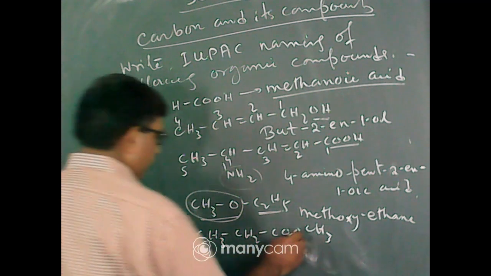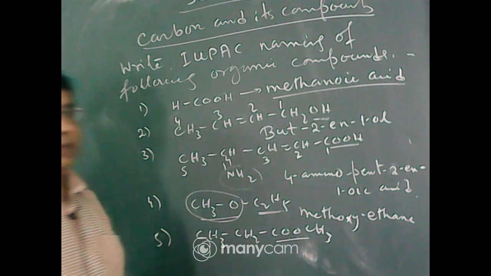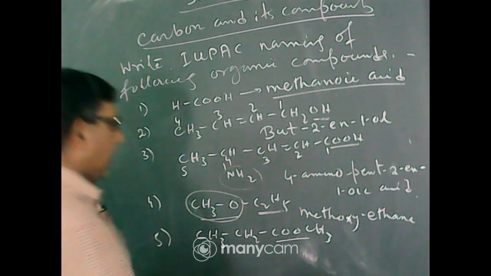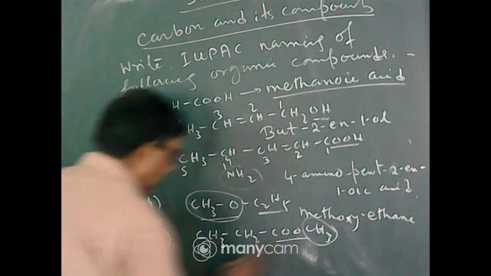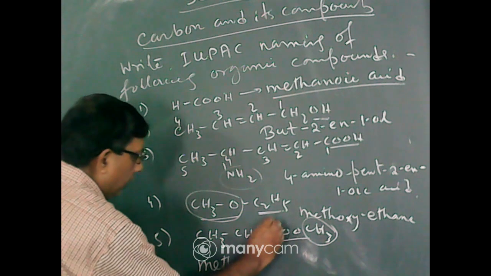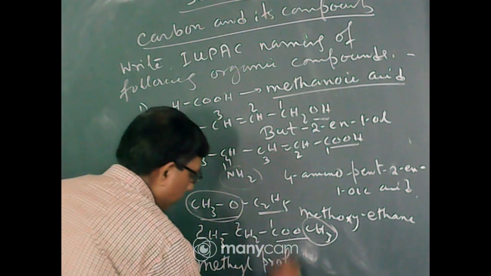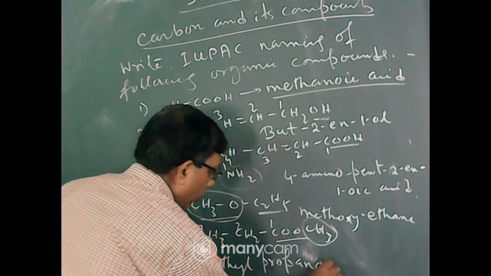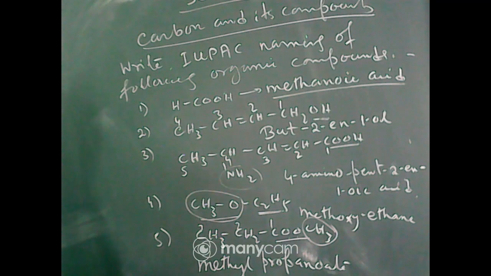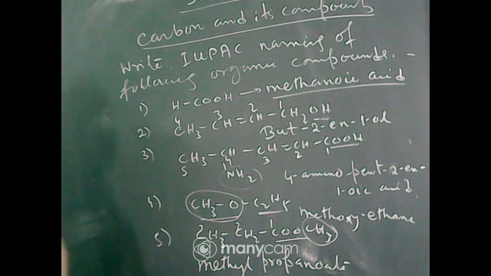Now here, this is an ester, COOR. What is the name of the ester? Alkyl alkanoate. What is the alkyl group? CH3. What is the name of this group? Methyl. So methyl, and how many carbons? 1, 2, 3. Propanoate. So methyl propanoate will be the IUPAC name of this ester, alkyl alkanoate.